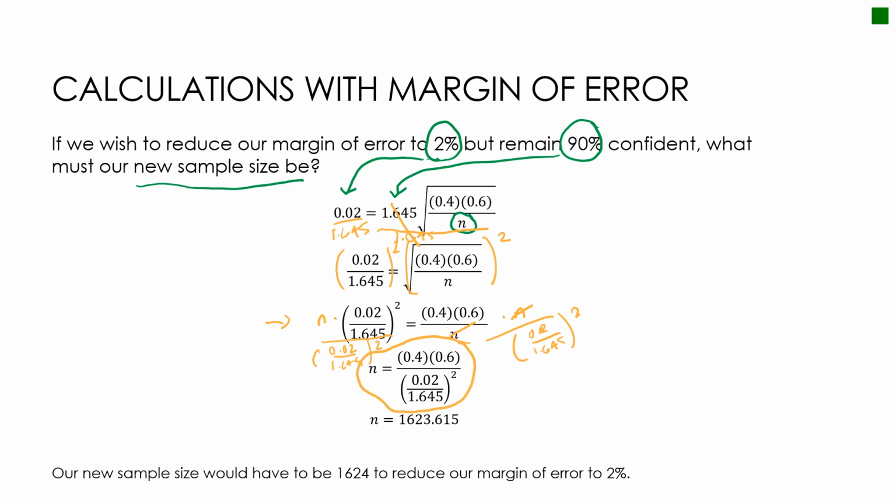And notice again, you might be saying, well, why did you deal with all those fractions and the craziness all through this? Well, because if I would have taken this and rounded it and taken this and rounded it, then I'm just going to end up again with an imprecise answer. So make it precise all the way to the end, then plug this into the calculator to get your final solution. My final solution is 1623.615, which means my new sample size would have to be 1,624 to reduce the margin of error to 2%.